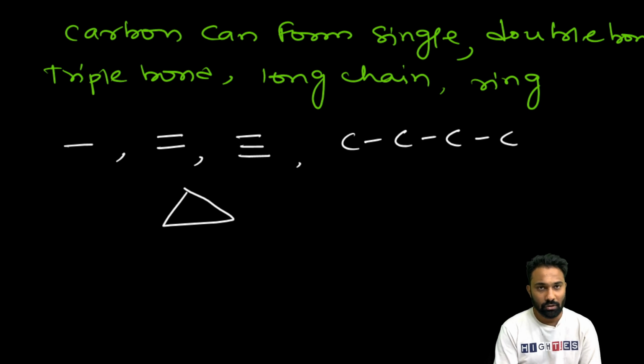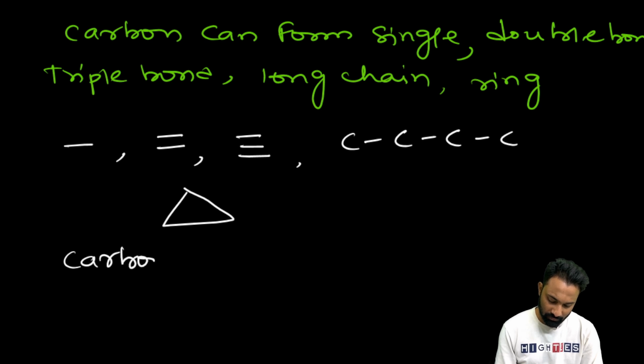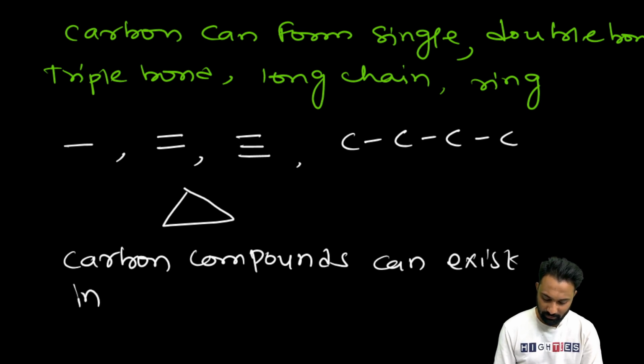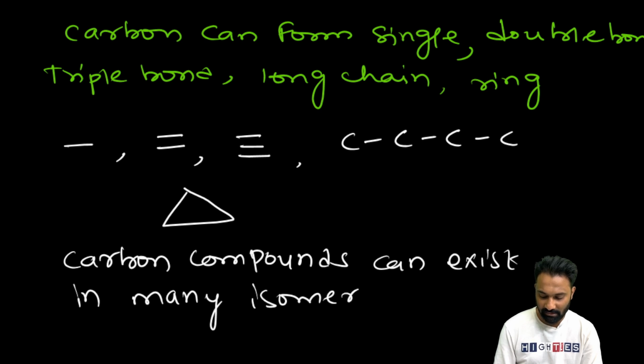Moreover, carbon compounds can exist in many isomers. We know there is a separate topic called isomers. Carbon compounds can exist in many isomers. What are isomers? There is a topic called isomers, where we will study structural, ring, functional, and geometrical isomers.